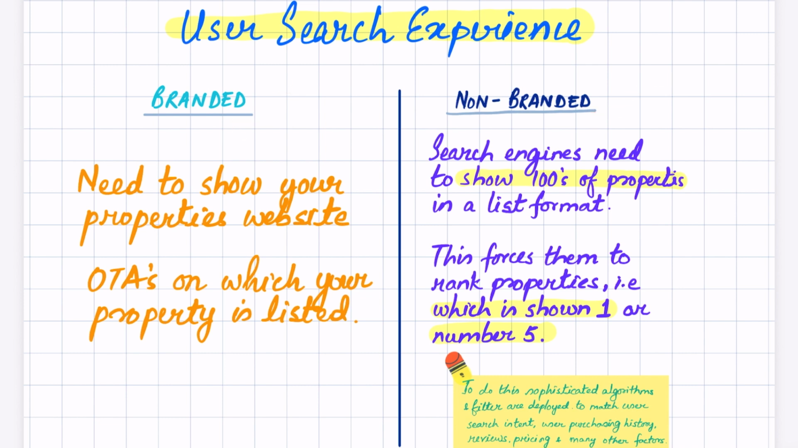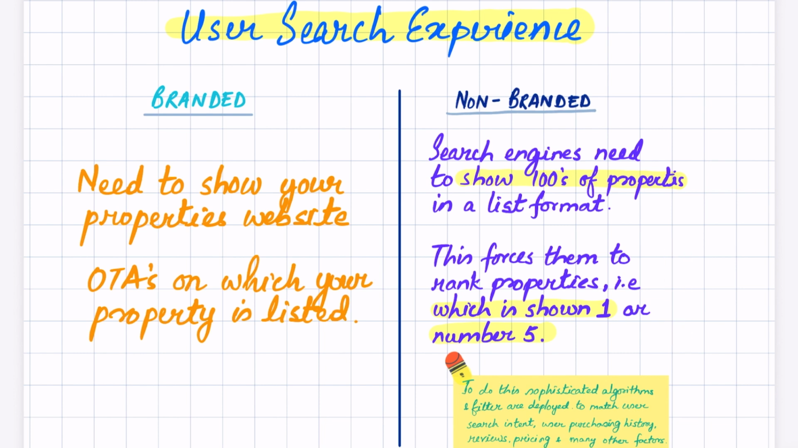For a branded term, the search will show your property's website. Along with that, it will show all the OTAs on which your property is listed. On the other hand, for non-branded queries, search engines will need to show all the properties which match the criteria. Going back to the example, if a user was searching hotels in Disneyland, they will need to show all the hotels which match the criteria of hotels in Disneyland. It is due to this reason that search algorithms are forced to give a list view of all the properties.